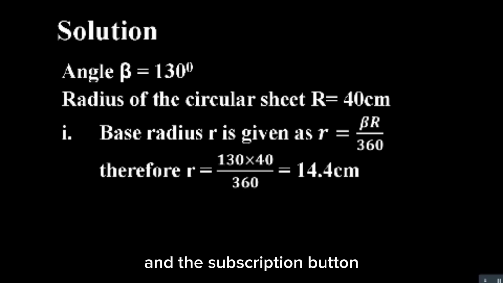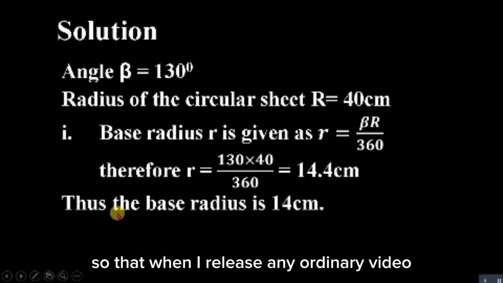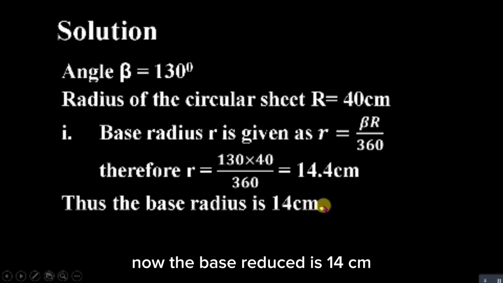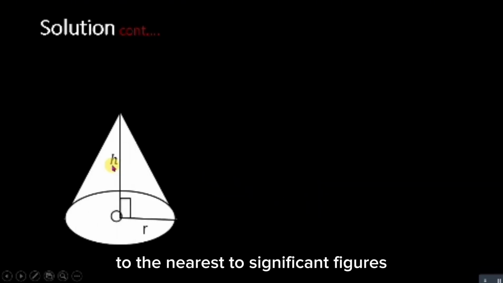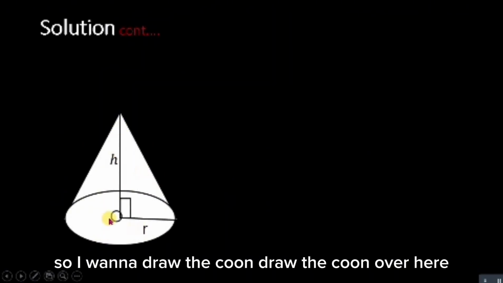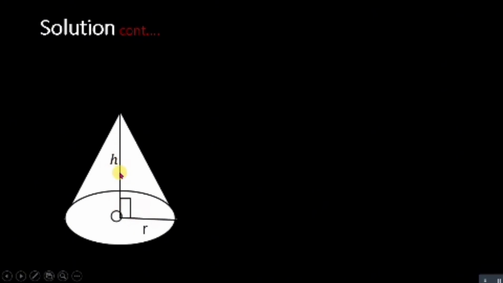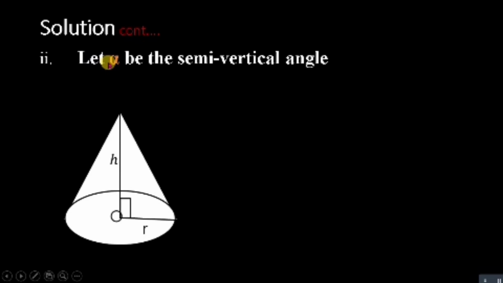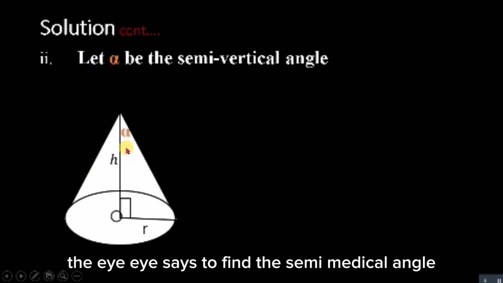Just to continue, the base radius is 14 centimeters to two significant figures. Now we get the cone out from what we have just gotten. So I want to draw the cone over here. The base radius is this and the height is this, right? So we want to find the semi-vertical angle, which is the angle here. Now we already know r. We want to find this.